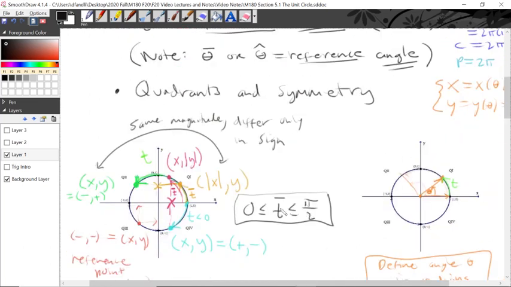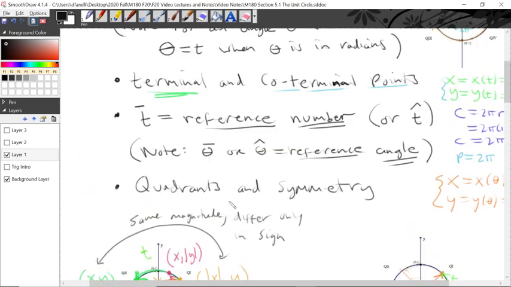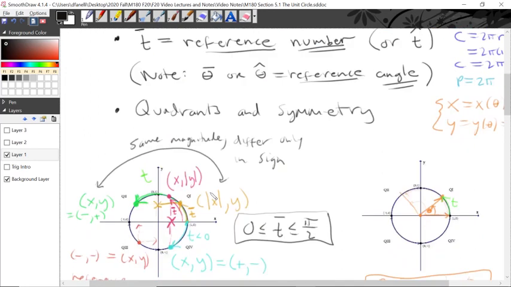No matter how large t is chosen to be, there is always going to be some reference number that by symmetry we can refer to, so that we can easily determine the magnitudes of the x-coordinate and the y-coordinate. All right, and then we're going to use the information about the actual quadrant of the terminal point to determine whether our coordinates are positive or negative. But we'll be able to figure out the magnitudes for any value of t by considering the reference number that is associated with it.